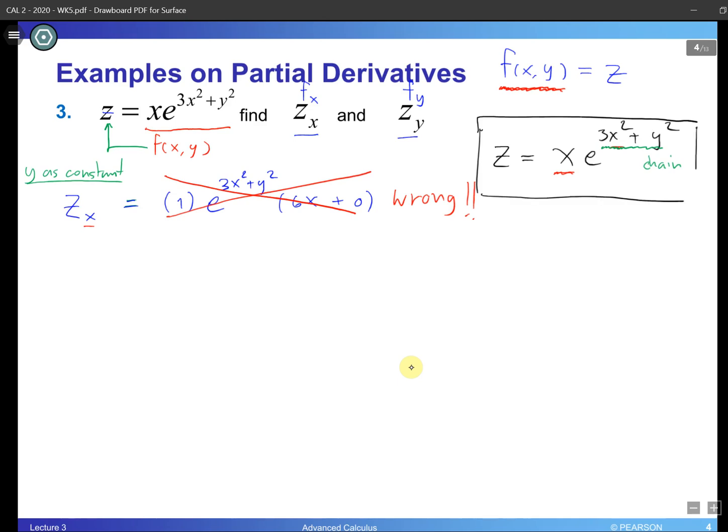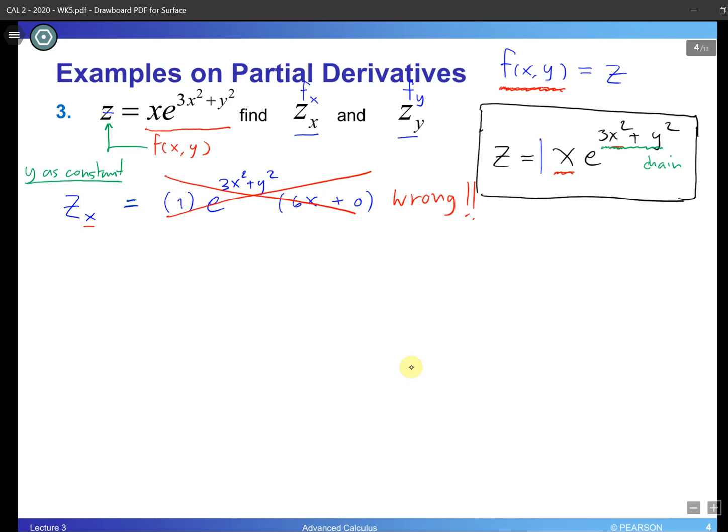Okay, let me fix this line first. Let me make it a little bit bigger. What you see right here is a product of two terms with x inside. So let's take a look here if that makes sense to you.